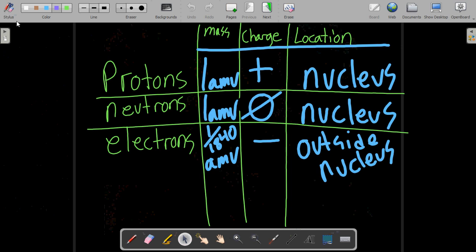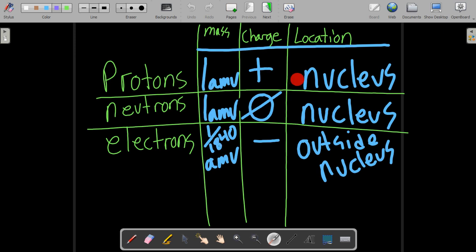Now, we reviewed protons, neutrons, and electrons. Protons and neutrons both have an atomic mass of 1, so we call that an atomic mass unit. Electrons have a very small mass, 1/1840th of an atomic mass unit. So they're a very small fraction of the mass of a proton or neutron.